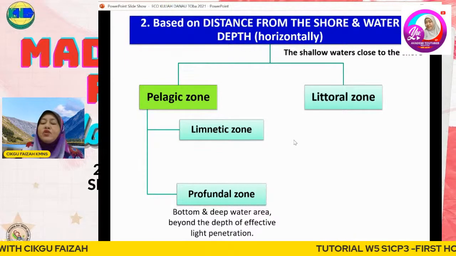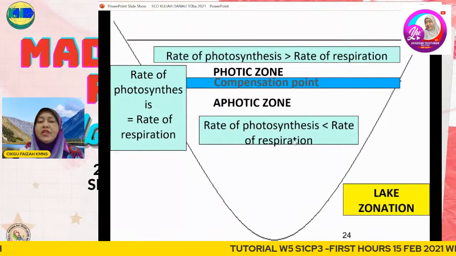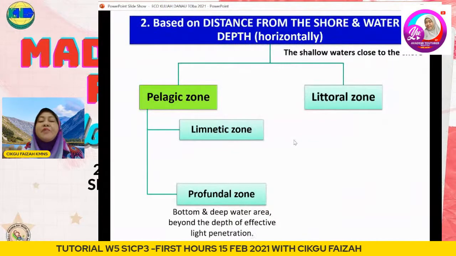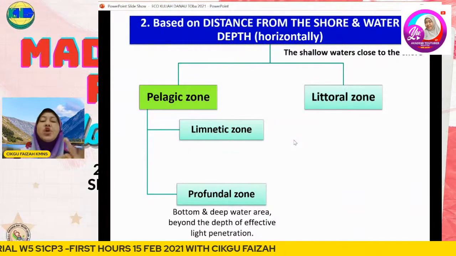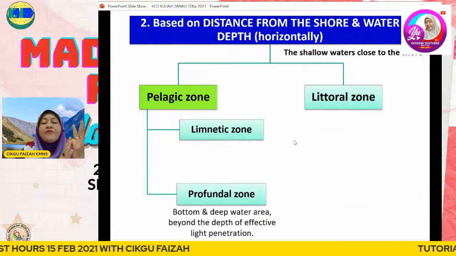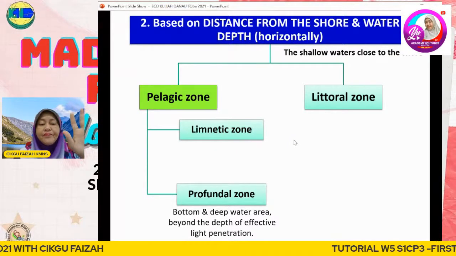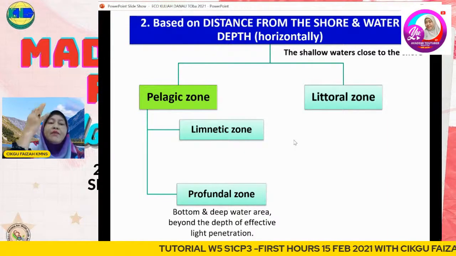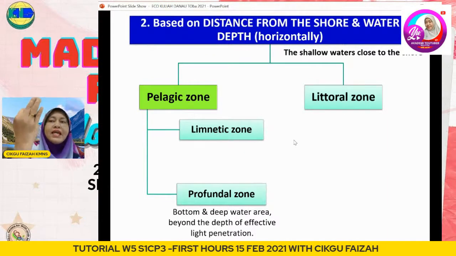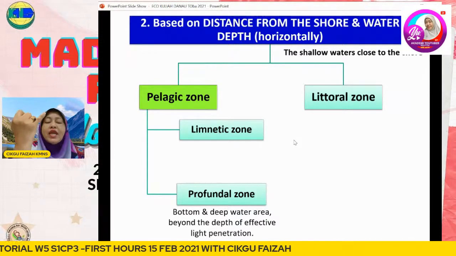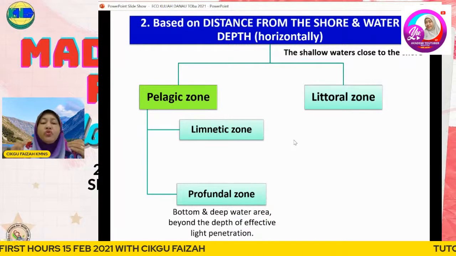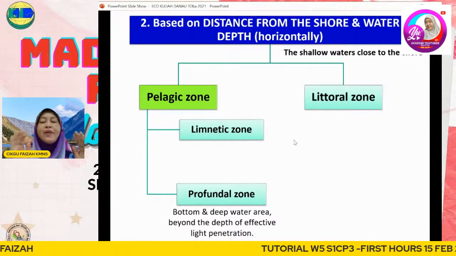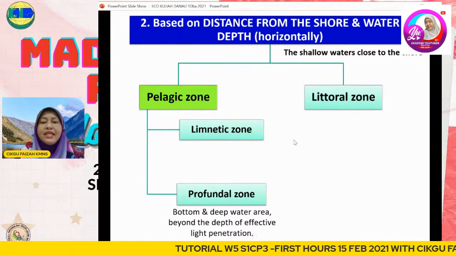Tadi dah ada 2 zone dalam cahaya, apa kelas? Photic zone, aphotic zone. This is light. In terms of distance and depth pula ada 3 zone. Littoral zone, limnetic zone and profundal zone. So there are 5 zones. Kamu kena tahu 5 zones. Again, photic zone, aphotic zone, littoral zone, limnetic zone and profundal zone. So, light penetration tadi 2. Now based on distance and depth, horizontally ada 3.